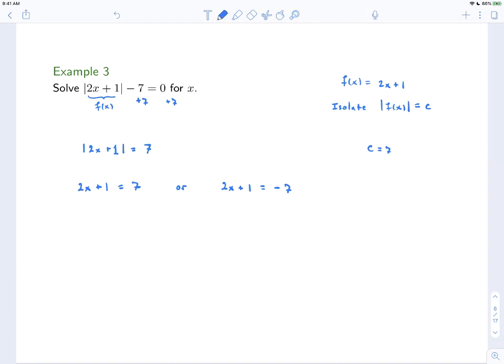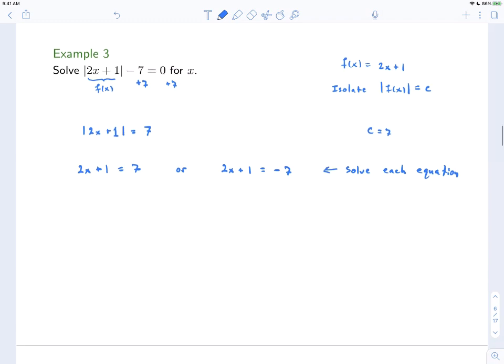So we have to solve each one of these individually. So solve each equation. There are two of them, so we'll end up with a solution for each one. So let's start on the left. So 2x plus 1 equals 7. Subtract 1 from each side. 2x equals 6. Divide by 2. X equals 3.